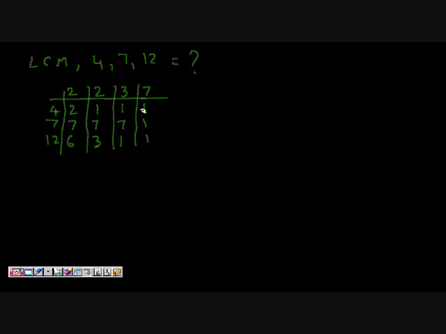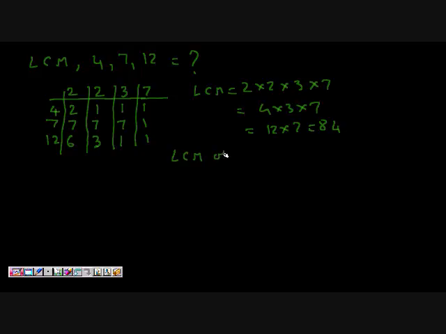Now the LCM is just the multiplication of the numbers at the top: 2 into 2 into 3 into 7, which is 4 into 3 into 7, which is 12 into 7, which is 84. So the LCM of 4, 7, and 12 is 84. As you can see, this is a much simpler method. You don't have to write the multiples, but you can still find the LCM.